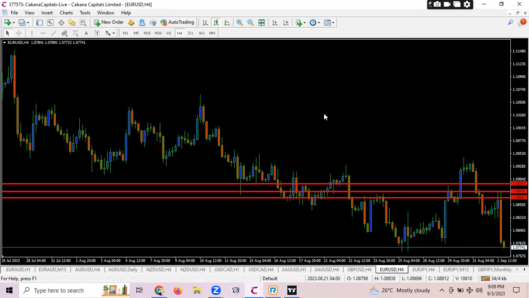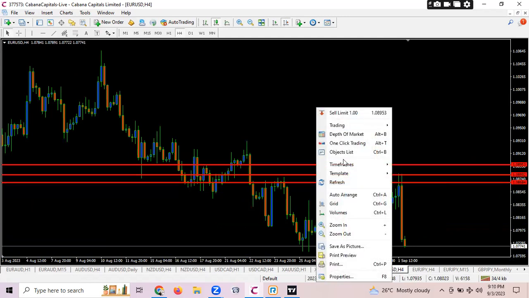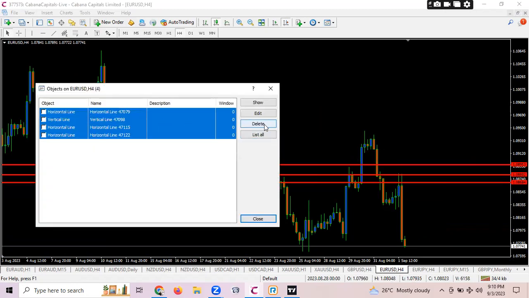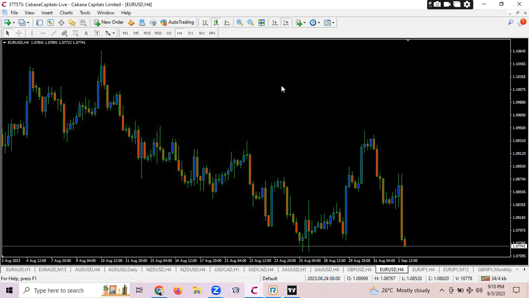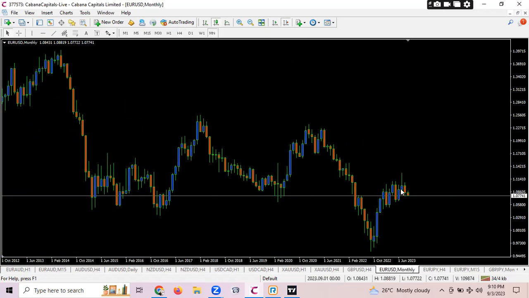Euro USD, let's see what we have. What we have here indicates that we have more sellers than buyers. Bears are still in control. See, the pattern we have here is similar to what we have on GBP USD. That's because both currency pairs are positively correlated.